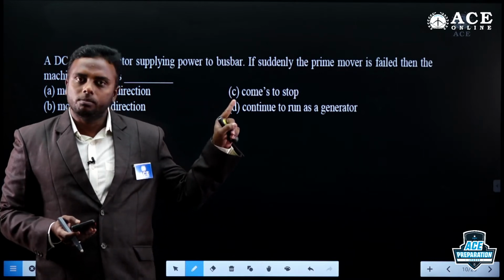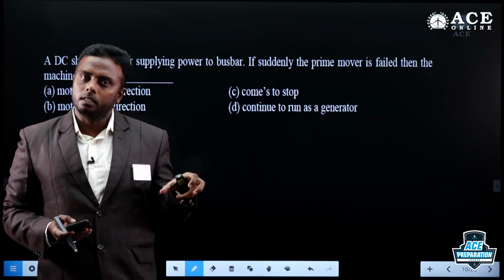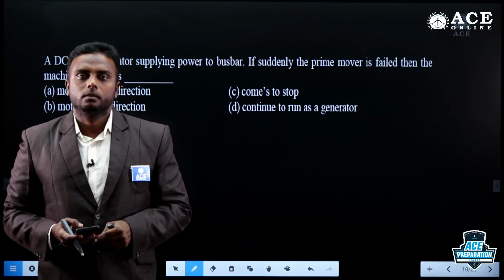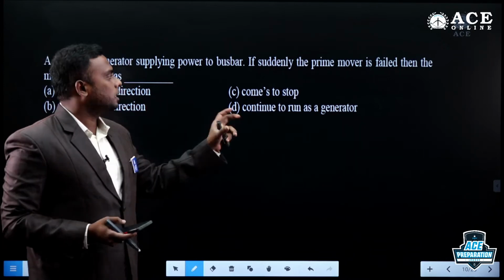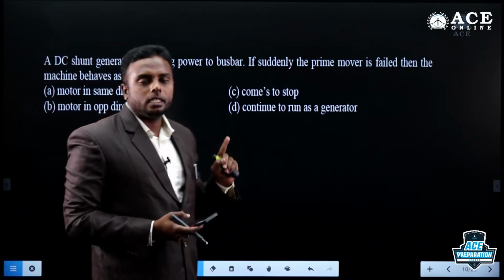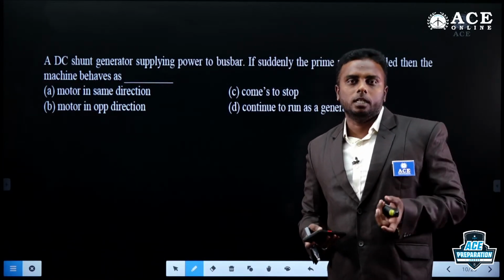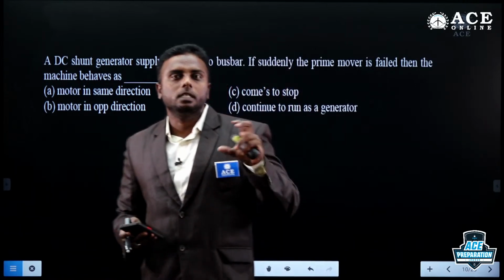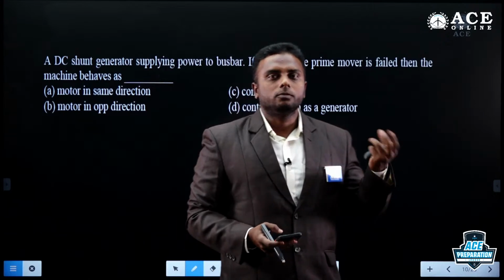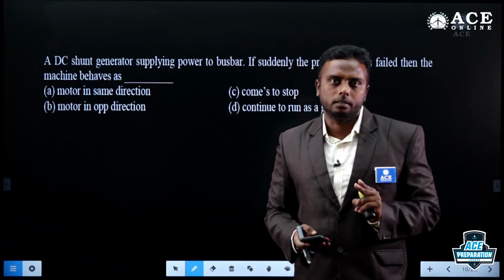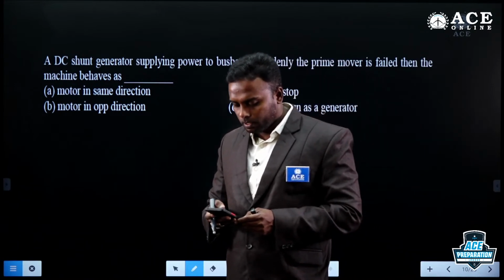If it is connected to the bus bar, then from the bus bar it is now able to take power. Yes. Now power will reverse, meaning it is like a motor now. So definitely it will work as a motor, but what is the direction of that motor? Will it rotate in the same direction as the generator, or in the opposite direction? Suppose assume the generator is rotating clockwise. Now it is working as a motor because the prime mover failed. So in what direction will it rotate now? Tell me.